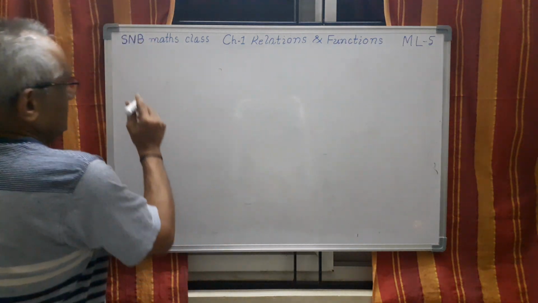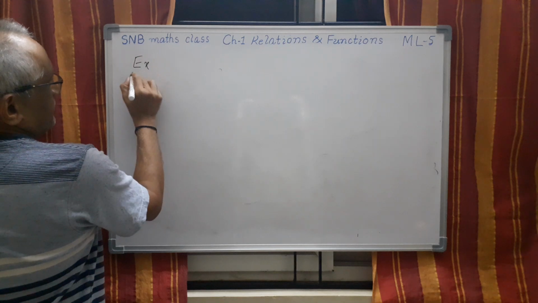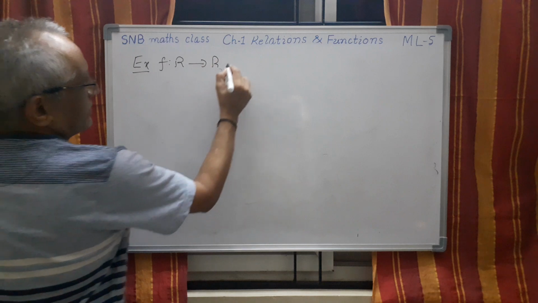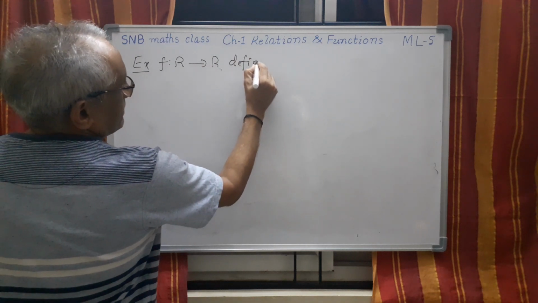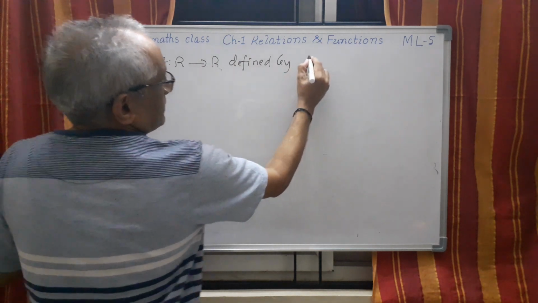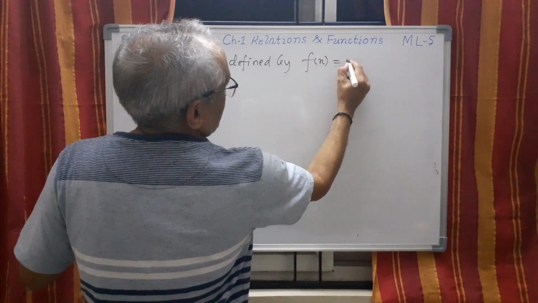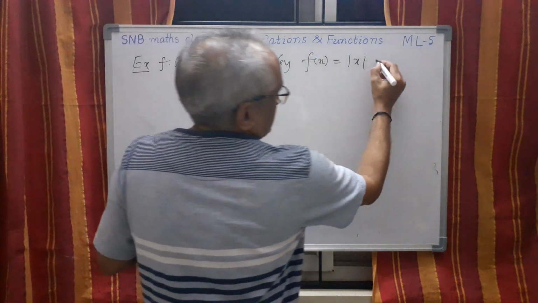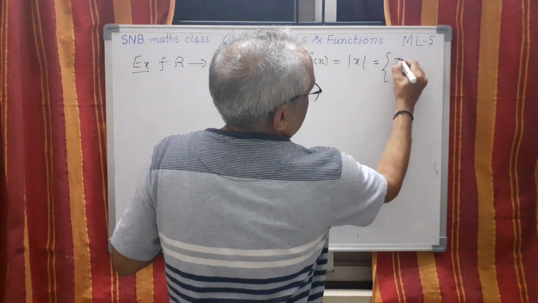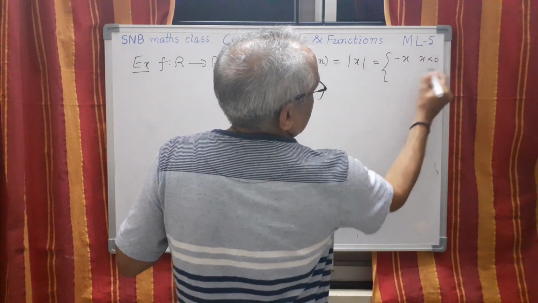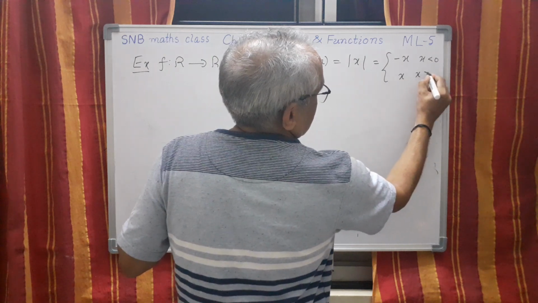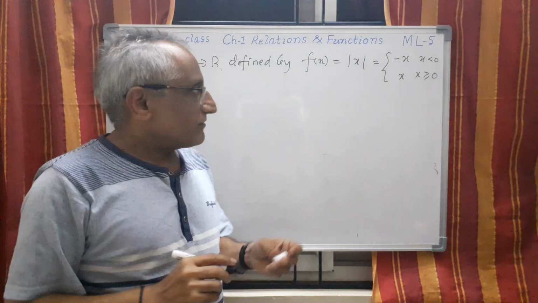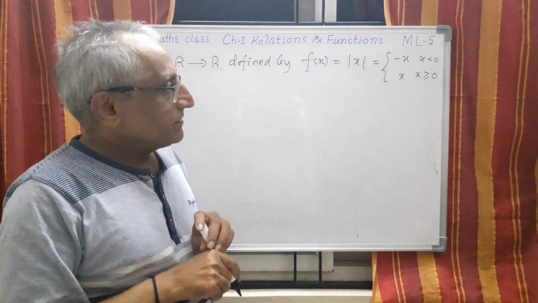Let me take the first function. Say f is a function from R to R defined by f of x equal to mod x. This we studied last year. This means actually minus x if x is negative and x if x is more than or equal to 0. This is called absolute value function or mod function.